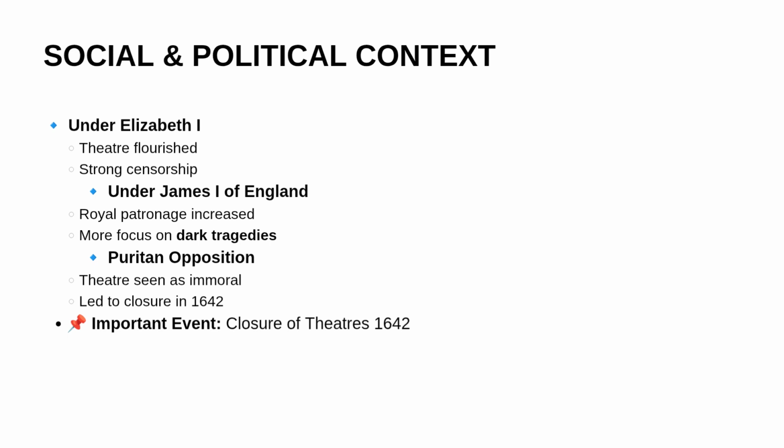So, the key idea is that Shakespearean theatre was deeply shaped by political power and social attitudes. It flourished under royal support but was ultimately suppressed due to religious and political opposition.